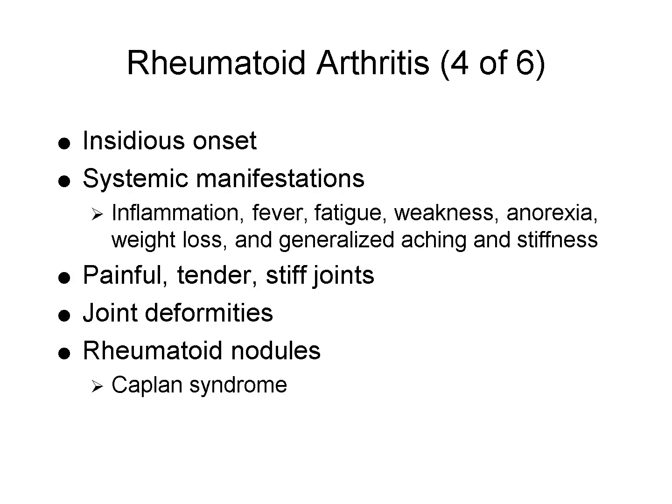RA has a gradual onset and may start with fatigue, low-grade fever, weight loss, and generalized joint stiffness. Joints become painful, tender, and swollen, especially in the morning. Rheumatoid nodules, firm lumps under the skin, can develop. Caplan syndrome occurs when nodules are seen in the lungs along with pneumoconiosis.